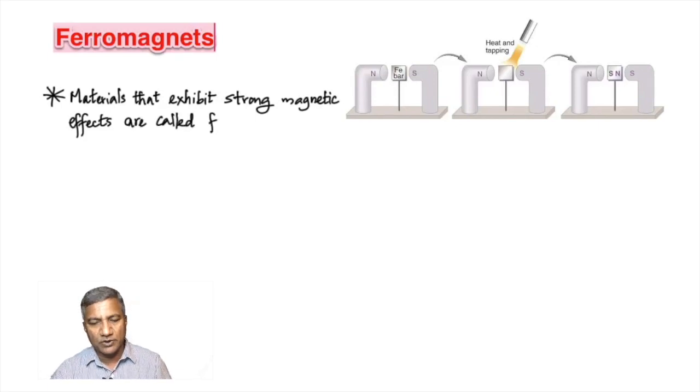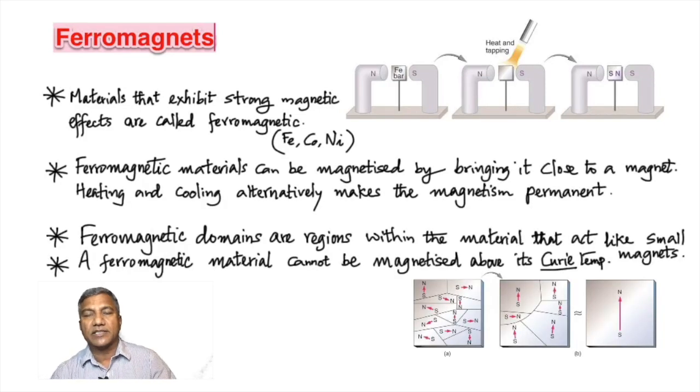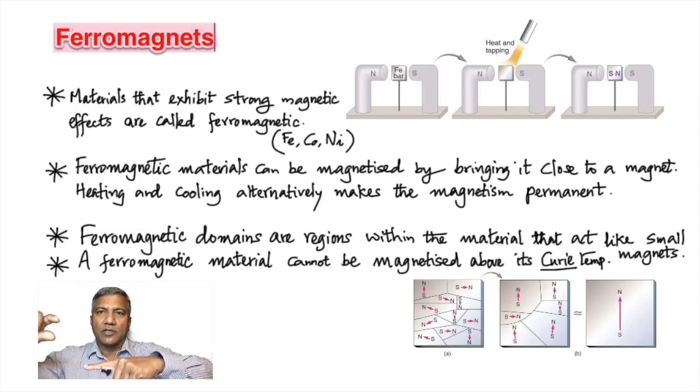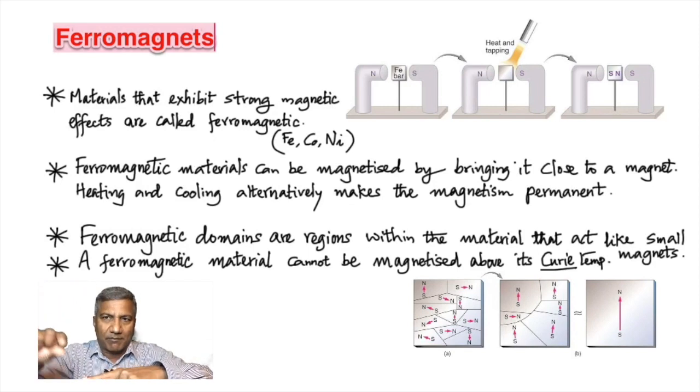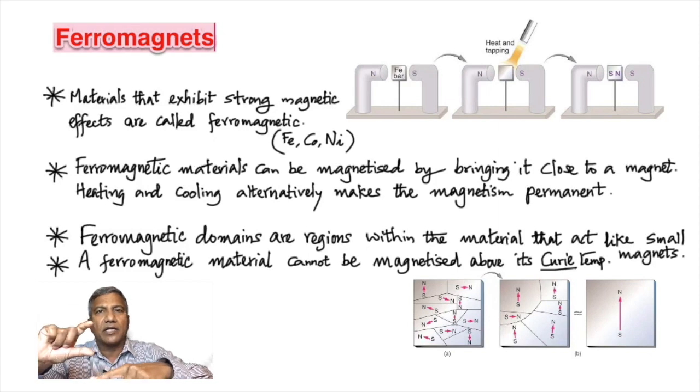These are the three. Number two, when you look at a ferromagnetic material, you see that ferromagnetic materials can be magnetized by bringing it close to a magnet. You can bring it close to a magnet, and you can heat and cool alternatively to make the magnetism stick. So in fact, you can use a simple piece of iron and rub it in one direction on a magnet continuously. So if that's the piece of iron, you continuously rub in one direction, and you can change this iron into a magnet.